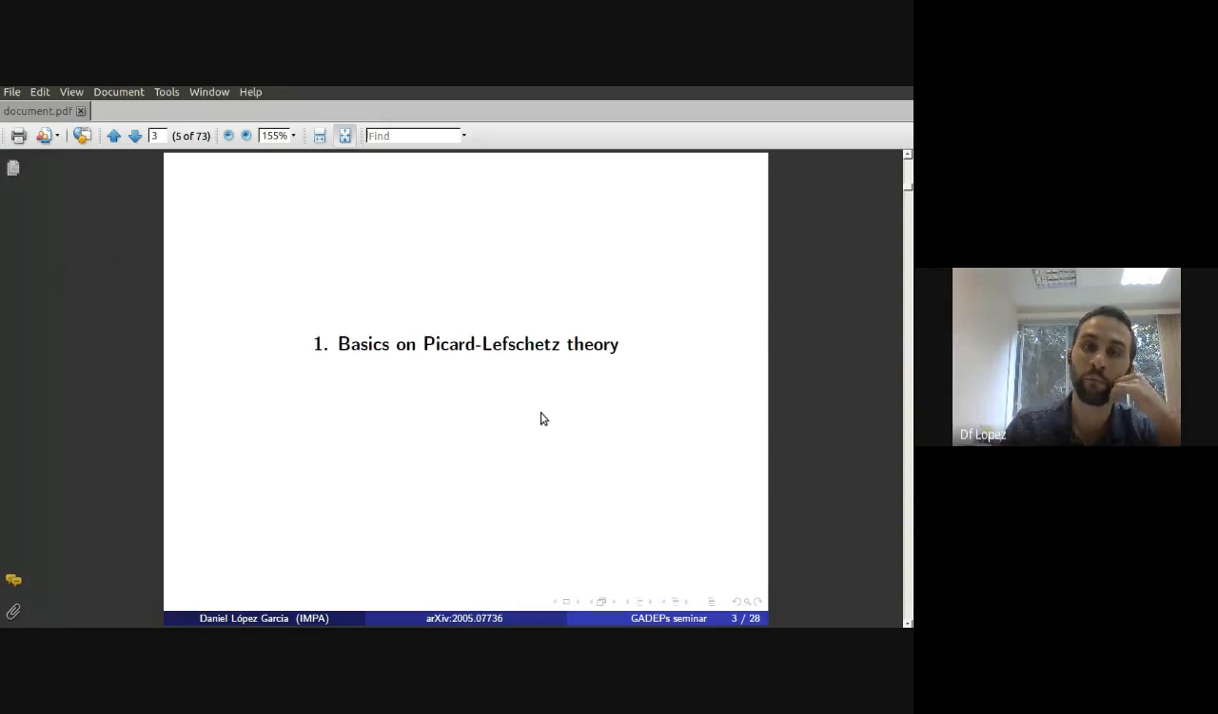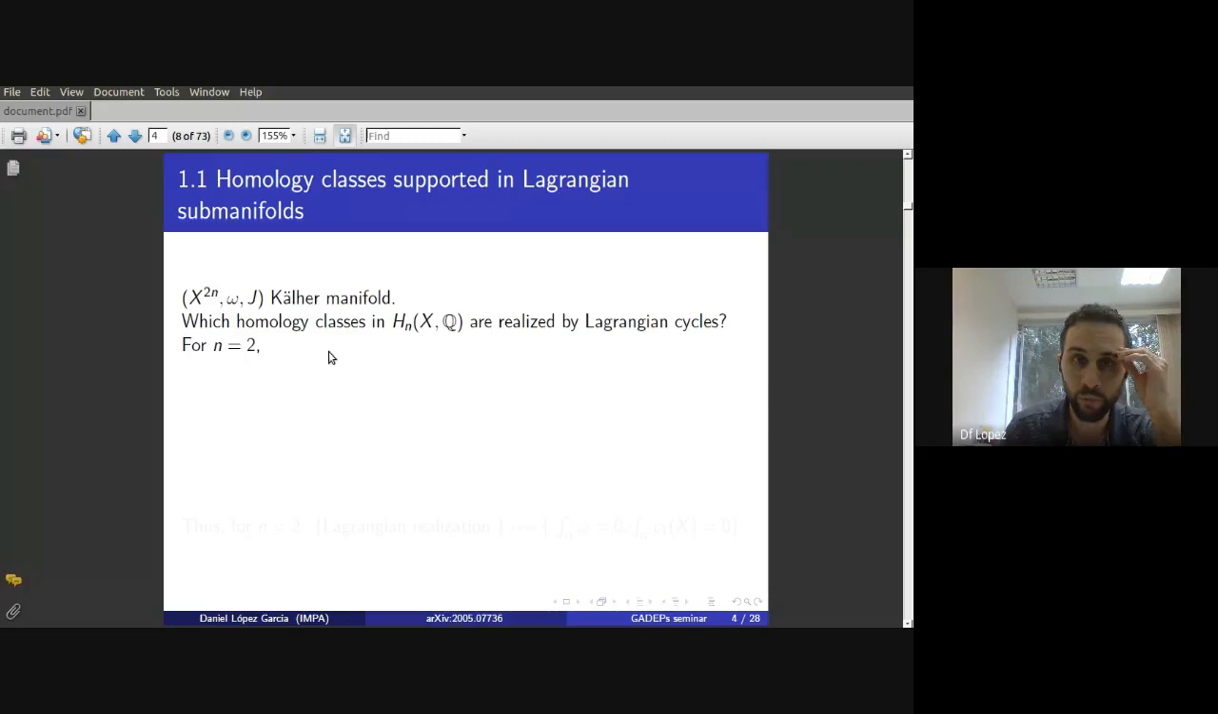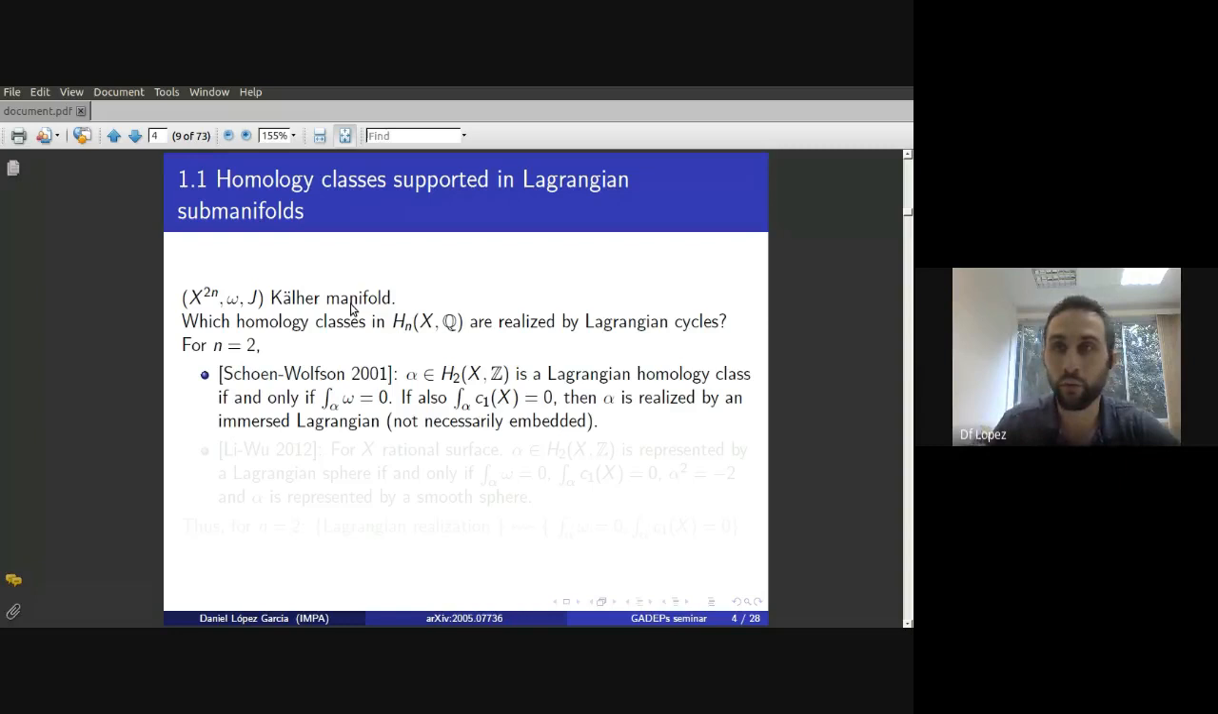So we consider a Kähler manifold of real dimension 2n with the symplectic form omega. In general, for a symplectic manifold of dimension 2n, we can ask which homology classes in the n-th homology can be realized by Lagrangian cycles. For a symplectic manifold of dimension 4, we have some results. The first one is by Schoen and Wolfson: we consider a two-homology class alpha, that is a Lagrangian homology class if and only if the integral of the symplectic form over the cycle is equal to zero.